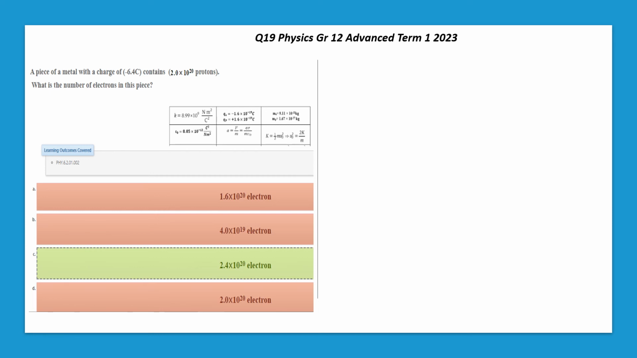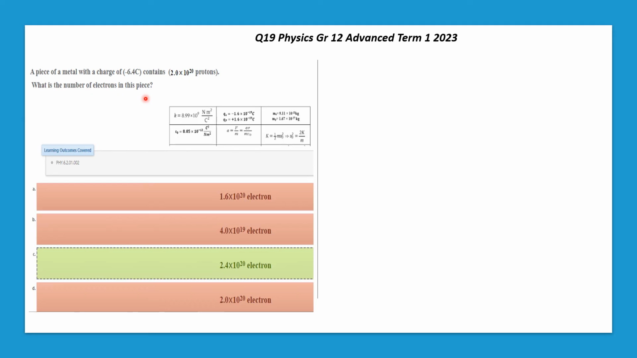So we continue with question 19. A piece of metal with a charge of minus 6.4 coulomb contains that number of protons, 2 by 10 to the power of 20. What is the number of electrons in this piece?